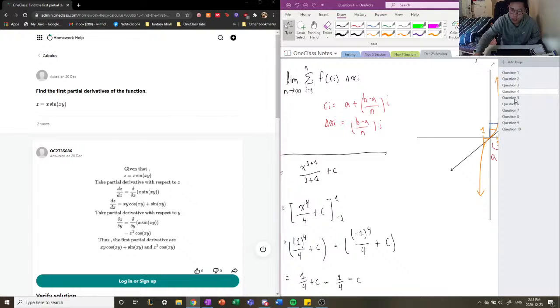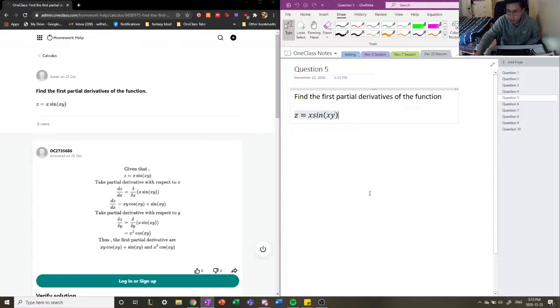Okay, so the next question reads, find the first partial derivatives of the function z equals x sine of xy. So partial derivatives pertain to multivariable functions where we calculate the derivative in terms of one of the variables and keep the other variable constant. I won't get into too much about what partial derivatives mean, but the notation for partial derivatives is this.